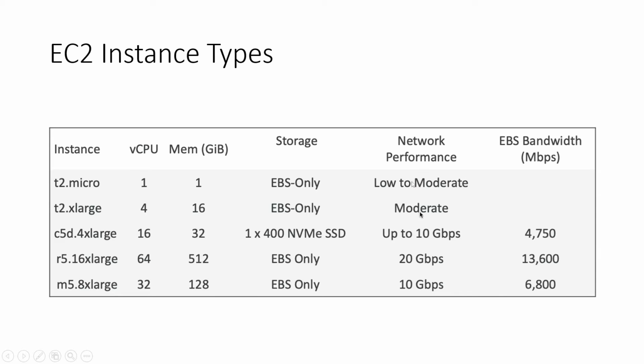If you go to a slightly more advanced instance, we get T2.xlarge. With this, we get 4 vCPUs and 16 gigabytes of memory. Again, it uses EBS as storage, and here we have moderate network performance. And we have a few other advanced instance types like C5d, R5, and M5, where we get more virtual CPUs, and the gigabytes of memory also increase as we move to advanced instance types.